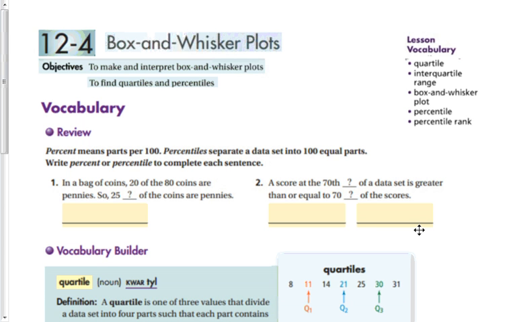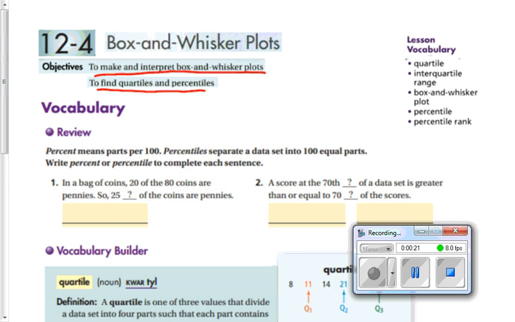Hey students, this is lesson 12.4, box and whisker plots. In this lesson we're going to learn how to make and interpret box and whisker plots and to find quartiles and percentiles. Go ahead and do the vocab and review. Pay close attention to what a quartile is and also to what the interquartile range is. I'll check back with you.